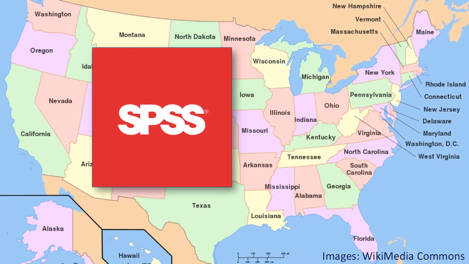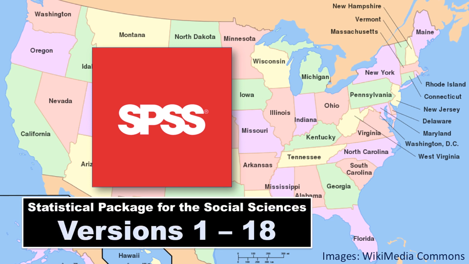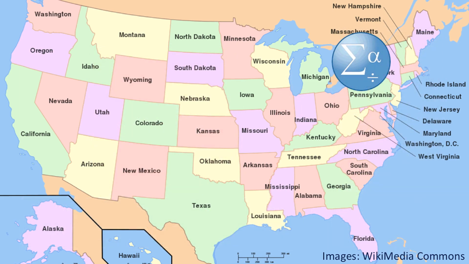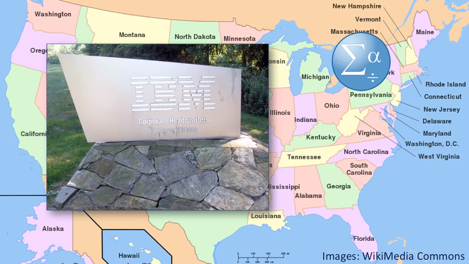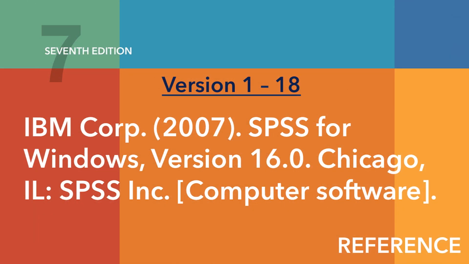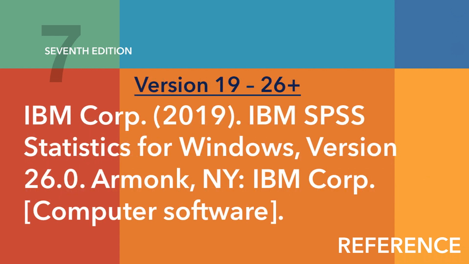Since 1968, back when SPSS stood for Statistical Package for the Social Sciences, SPSS was owned by SPSS Incorporated and headquartered in Chicago, Illinois, USA. But in 2009, SPSS was purchased by IBM, which is located in Armonk, New York, USA. And the name was changed to IBM SPSS Statistics. SPSS versions 18 and earlier would be referenced in Chicago. Versions 19 and later would be referenced in New York.